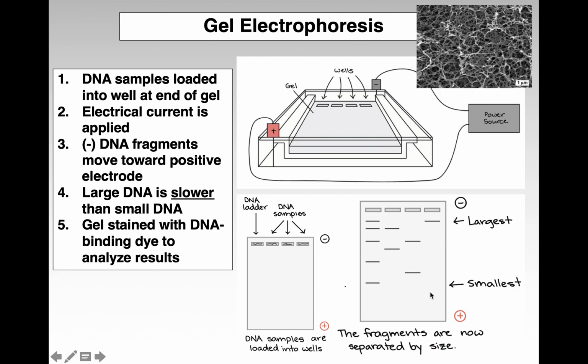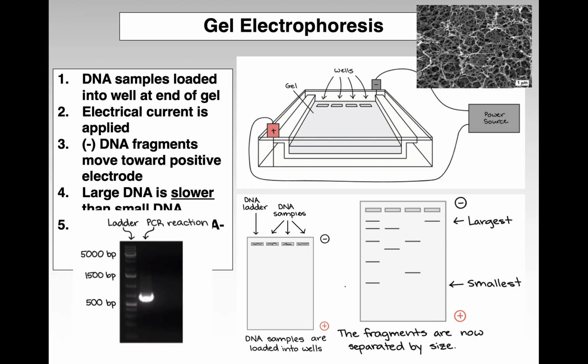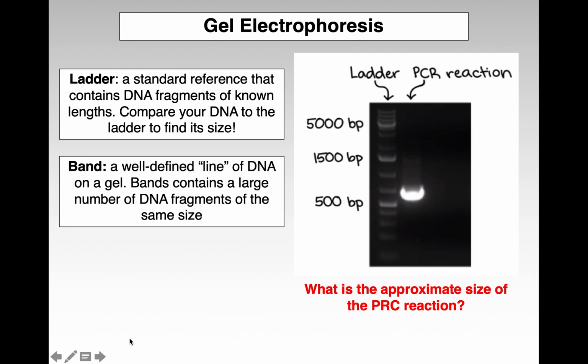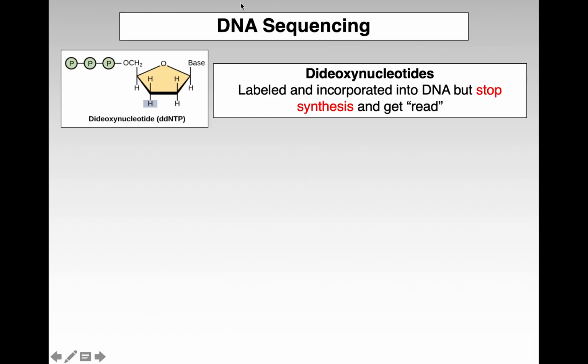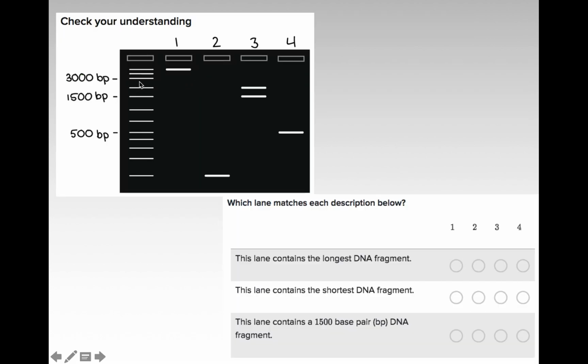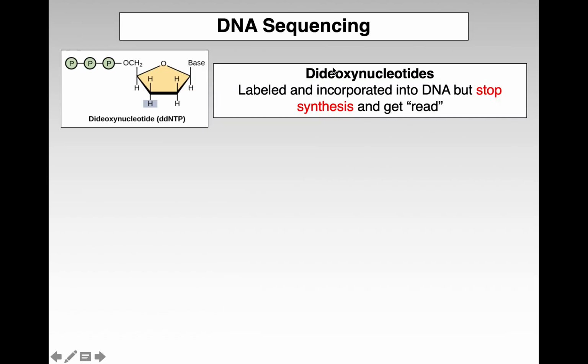Smaller equals faster. So DNA gel electrophoresis allows you to look at PCR products, make sure that they are the right size by comparing them to a DNA ladder, which is just DNA of known sizes. And again, you should be able to interpret DNA gel electrophoresis gels and understand what the sizes are. You should also be able to look, for example, what we did in lab with our PTC tasting, whether something is homozygous or heterozygous based on DNA gels.